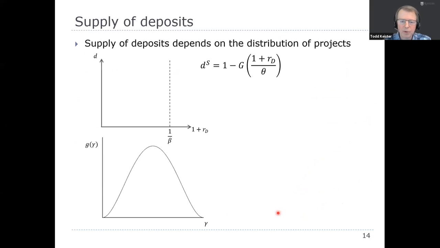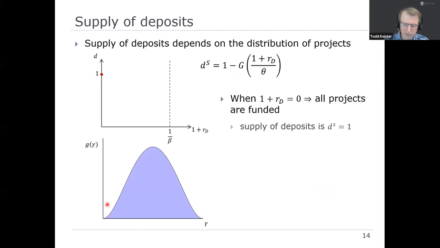The key idea in the model is that in order to supply deposits, bankers need to operate their projects so that they're creating this pledgeable income in the next period that they're going to use to repay the deposits. So that means the supply of deposits depends on the distribution of bankers' productivities, which we call G here. Let me trace out a supply curve in this graph by referencing the distribution of productivities.